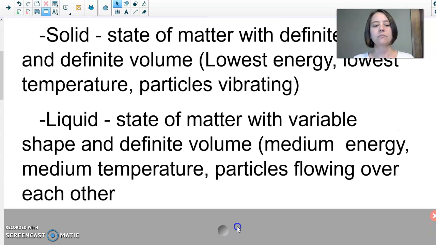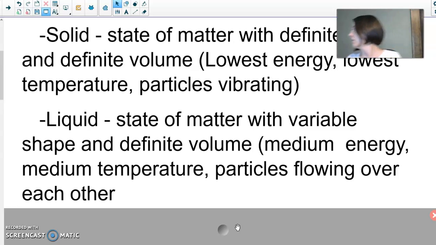Liquid is the state of matter where the shape can change, but the volume cannot. So it has medium energy and a medium temperature, and the particles are able to flow over each other, but they have to stay connected. You can pour liquids, but those molecules are going to stay in relation to each other, and they have a little bit more energy than the solid state, and they're moving a little bit faster.